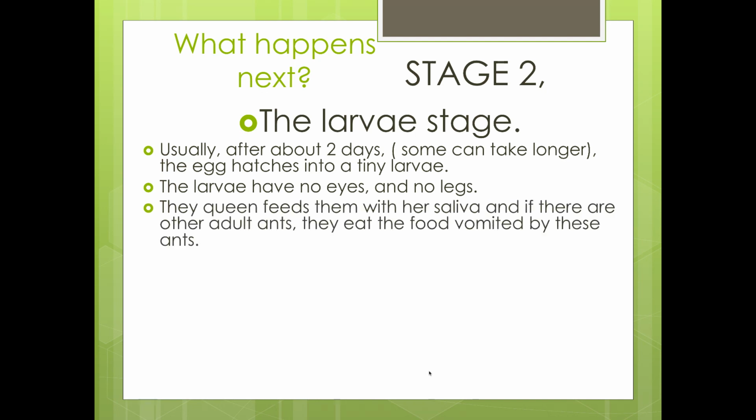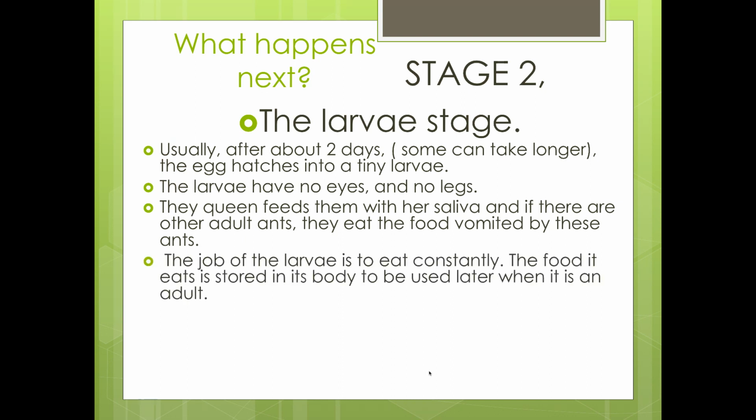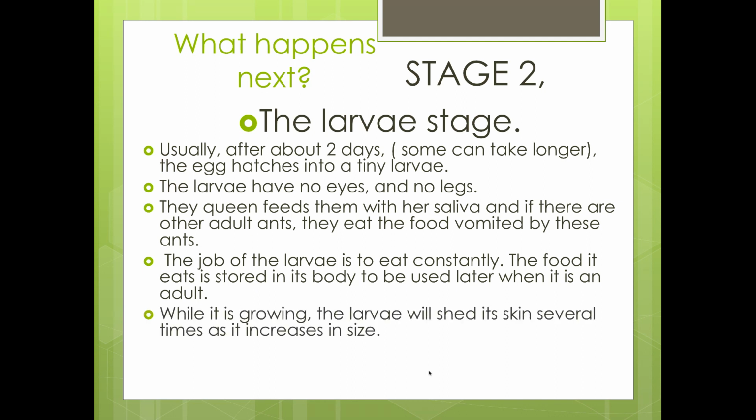The queen feeds them with her saliva, and if there are other adult ants, they eat the food vomited by these ants. The job of the larva is to eat constantly. The food it eats is stored in its body to be used later when it is an adult. While it is growing, the larva will shed its skin several times as it increases in size.